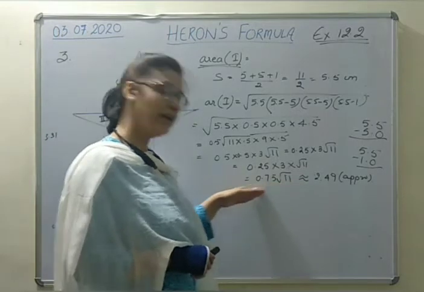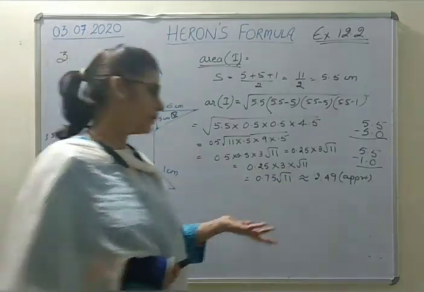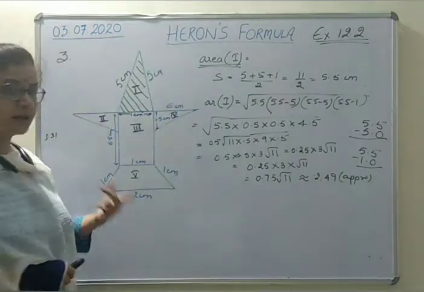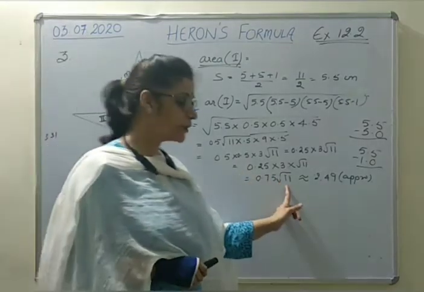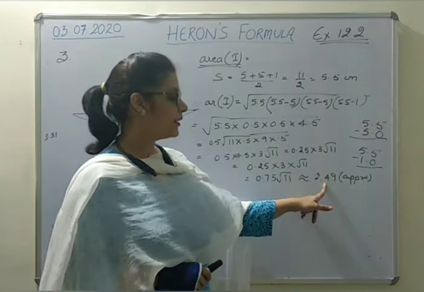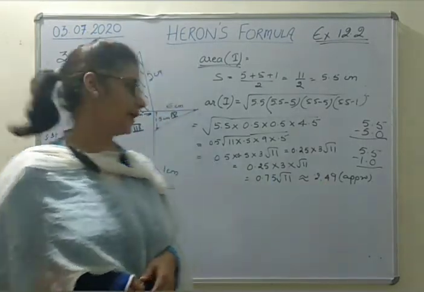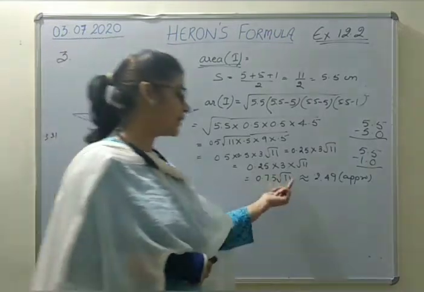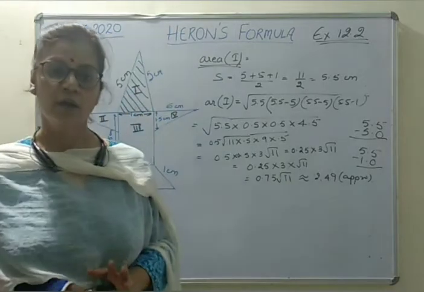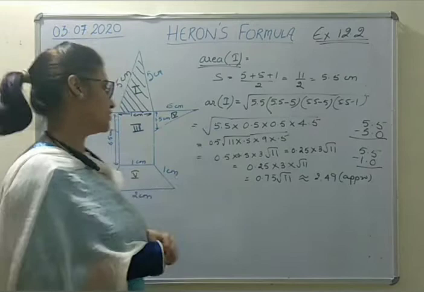We can do it this way too; it is not necessary to put in the value of the root. If you know, you can put it. The value of root 11 is 3.31, and if we put this value, the area of the first portion is approximately 2.49. I am repeating, you can write this or this. Both are correct. So thus we have got the area of the first region.